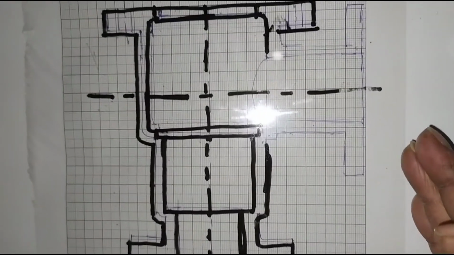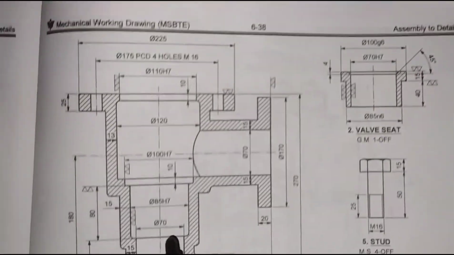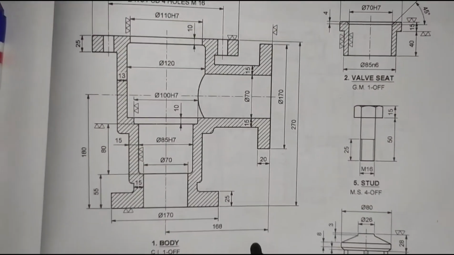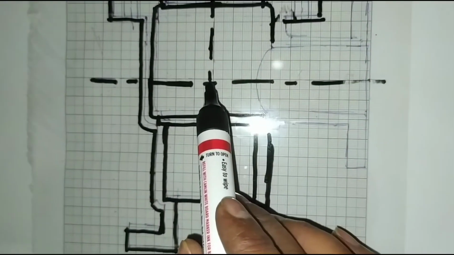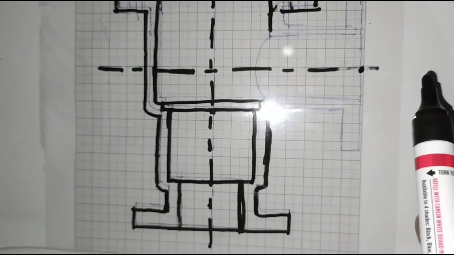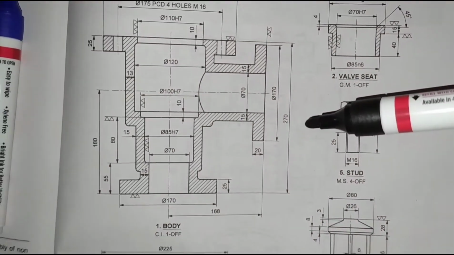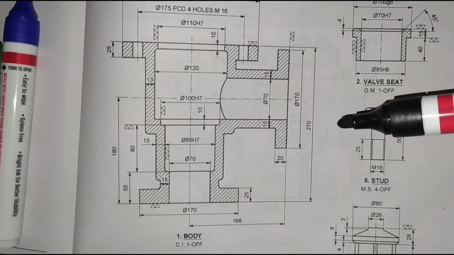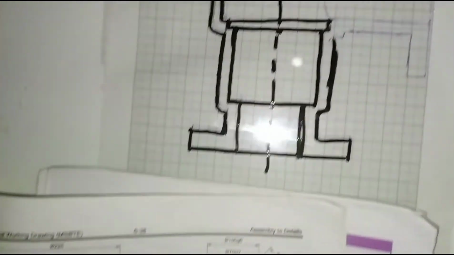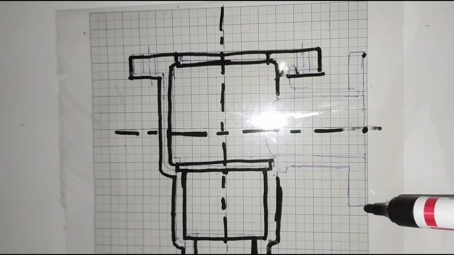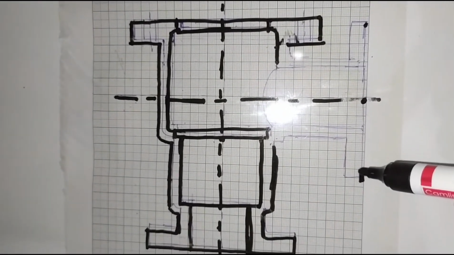Now, how to draw this portion? That is the outlet. What distance have they given from the center line? 168 mm. What is the diameter? 170 mm. I will mark 168 mm. I will mark the point here. What is the diameter? 170. 170 divided by 2 is 85 mm on the other side. 85 mm. I will draw the straight line here.